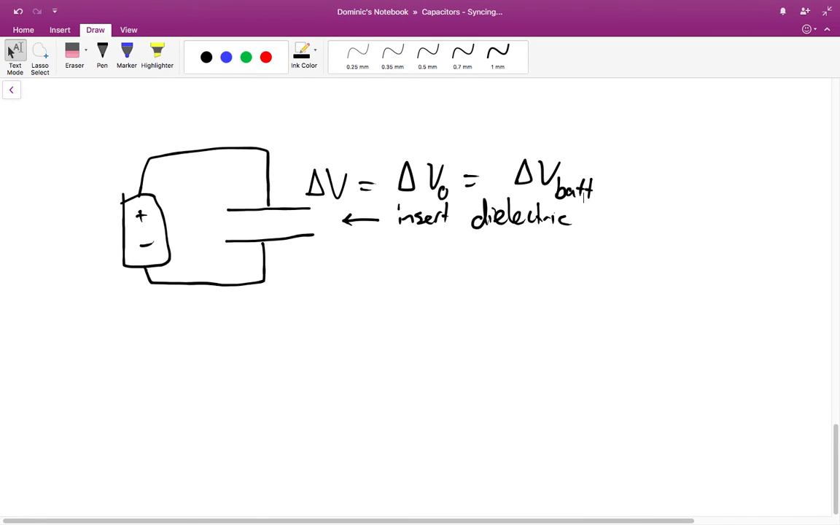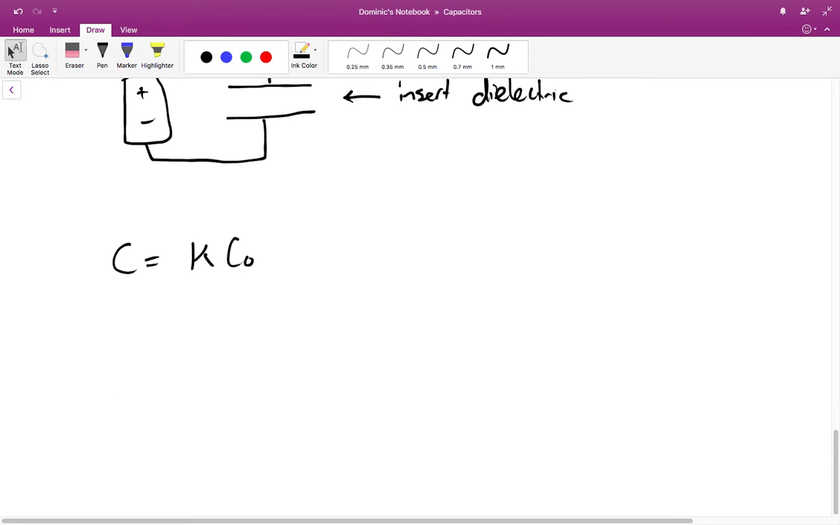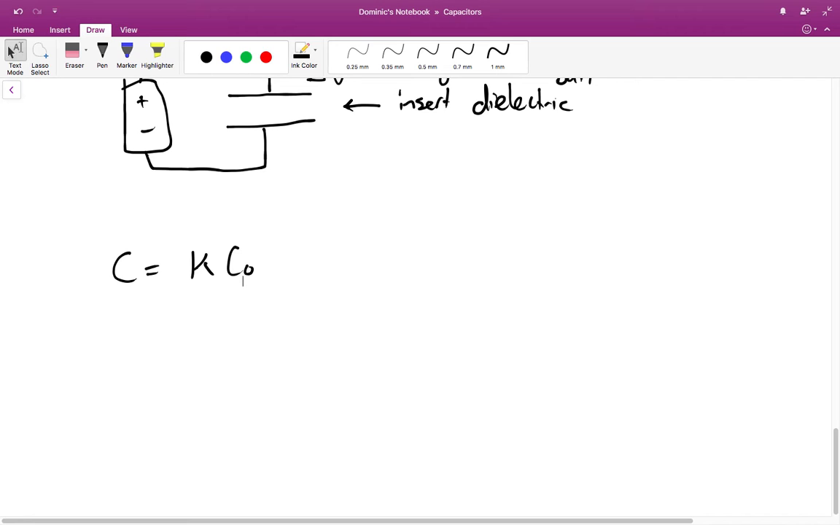The capacitance is still going to change by the same factor. The new capacitance is still going to equal kappa times C naught. Remember, before it was just the property of the dimensions of our capacitor, but now we know it's a property of not only that, but also the material that we put inside the capacitor. So what is going to change if delta V doesn't change and capacitance doesn't change?